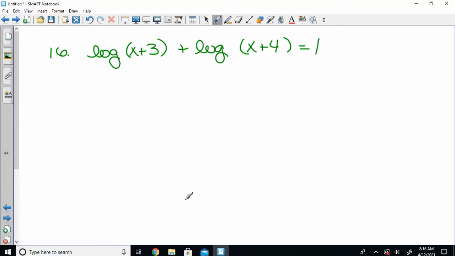Okay, if at all possible, we have to start by condensing our logs. So I have two logs added together. How do I combine those? So I need to do x plus 3 times x plus 4. You can go ahead and FOIL those.